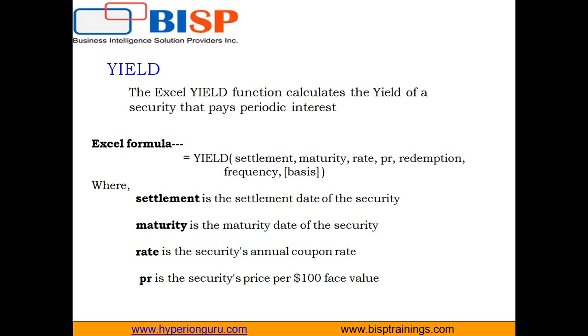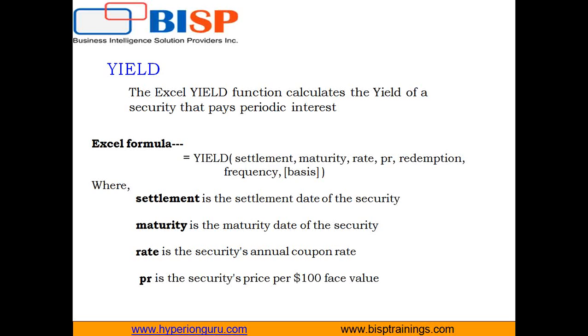The YIELD function has 7 arguments, and those are the settlement date, which is the date that you gain control of the security, then the maturity date, which is the date that the investment ends and all money is payable to you. Then there is a percent coupon argument, and that argument gives you the interest rate representing the amount of money that you will receive for each of your coupon payments.